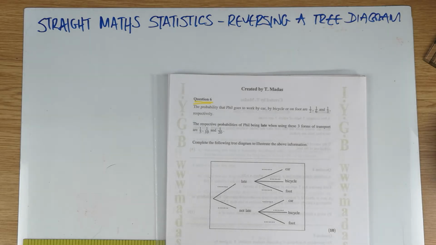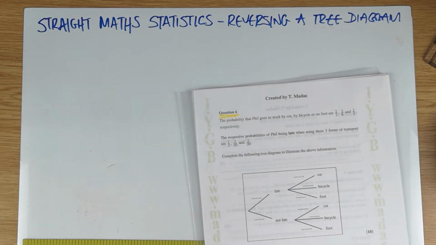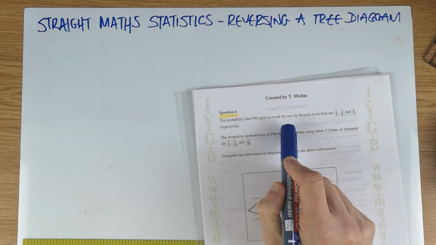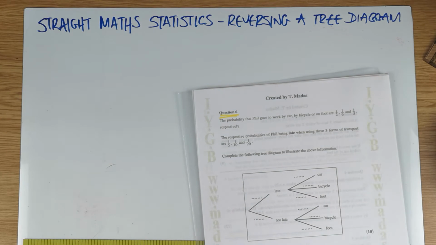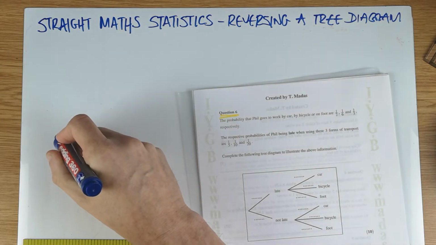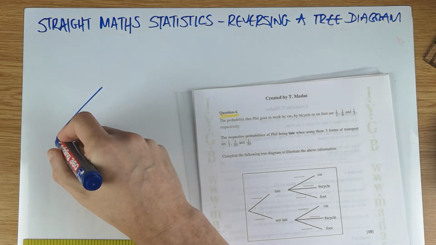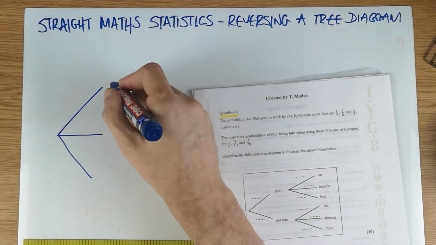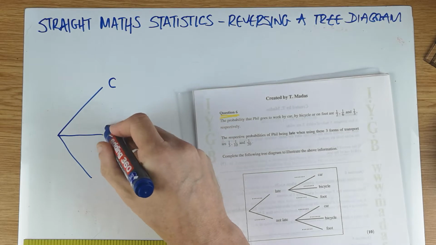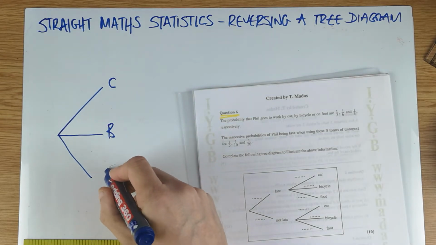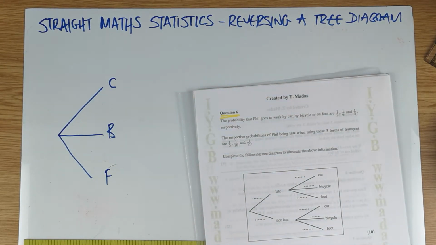This is what the question is saying. So I'm going to go through the question very, very quickly and just show you a few of the techniques involved. The probability of Phil goes to work by car, by bicycle or on foot is such and such and such. Okay, so let's say C for car, B for bike, pardon me, F for foot.